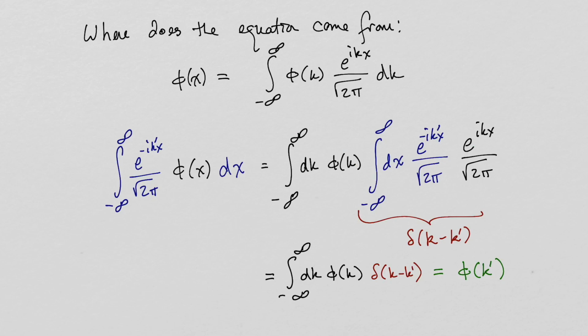Now, how can we find those phi of k's? That's the tricky one. That's the hard one, being able to figure out how you solve for that function phi of k. Because once we do that, we just have to plug it into a formula.